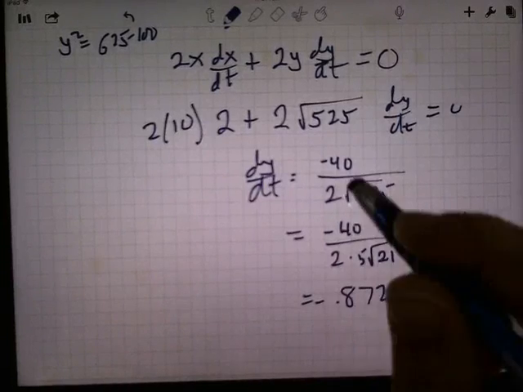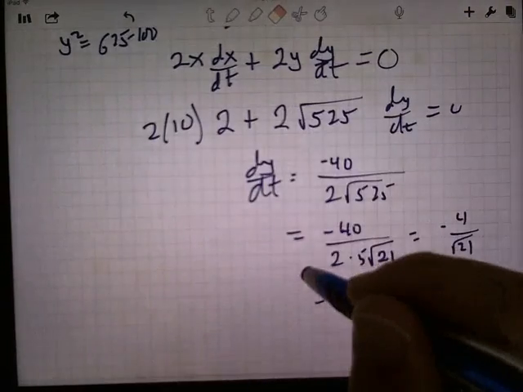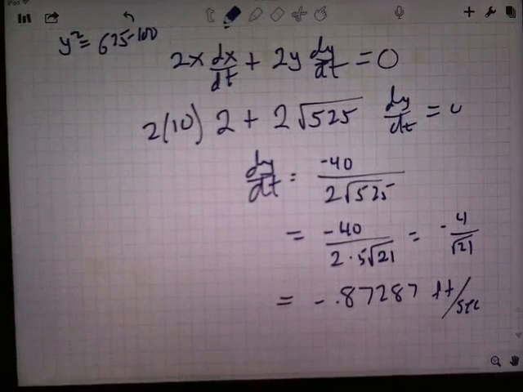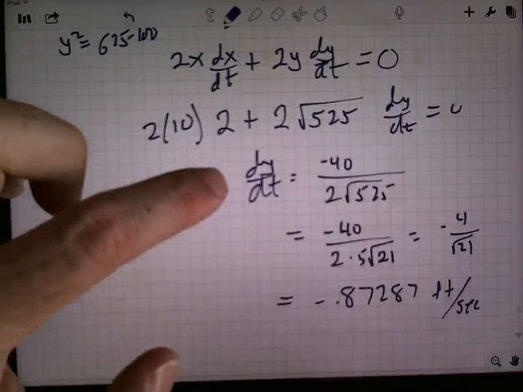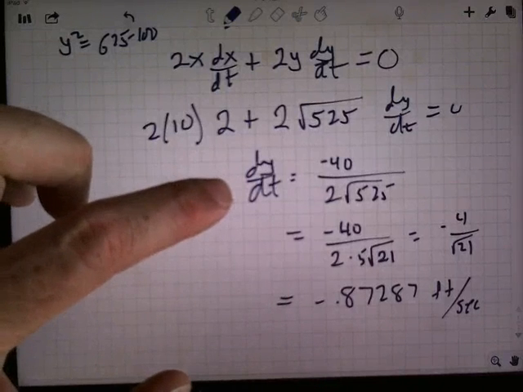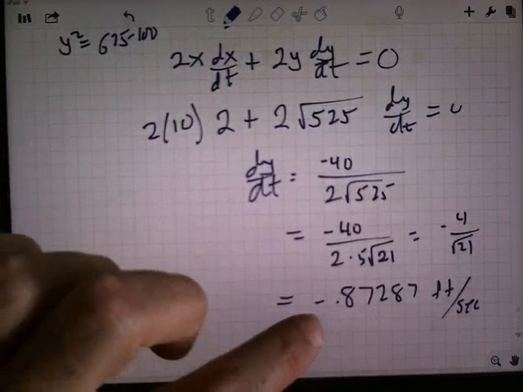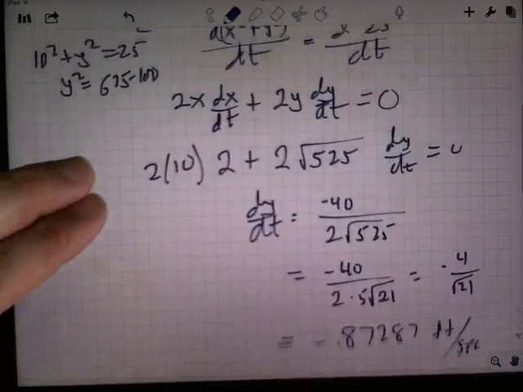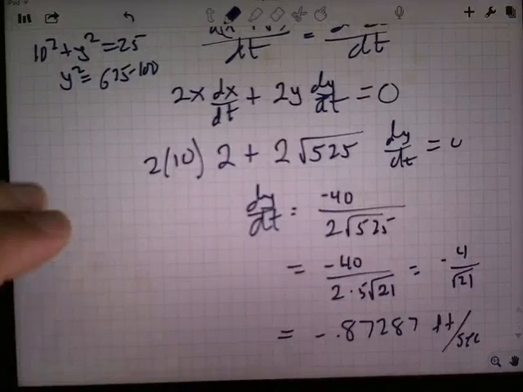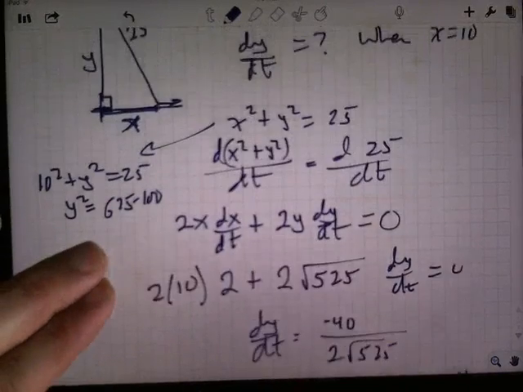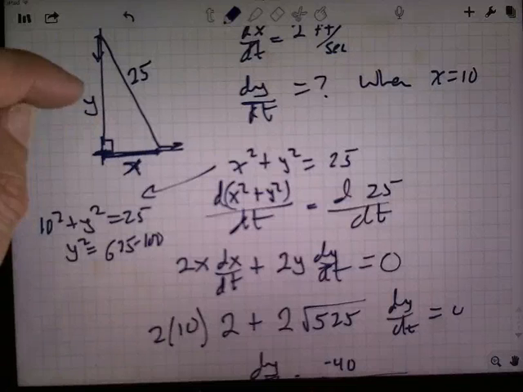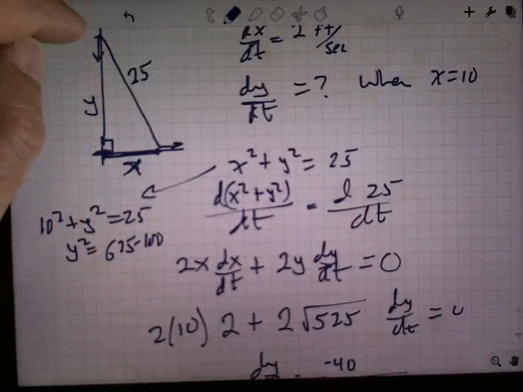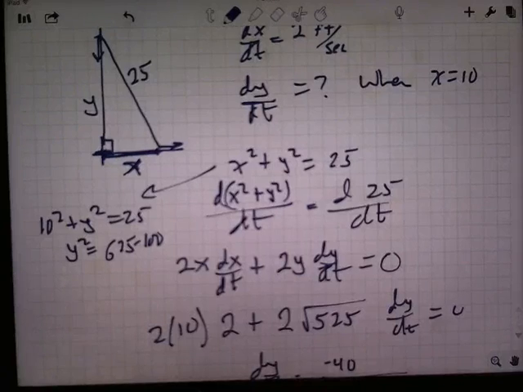Notice the negative here. What does the negative indicate? Well, this is telling you dy/dt, the rate of change in y with respect to time. With this being negative, it means that y is becoming less. So we're moving at 0.87 feet per second, but we're going in a downward sense, that this length y is getting smaller. And so dy/dt is negative.